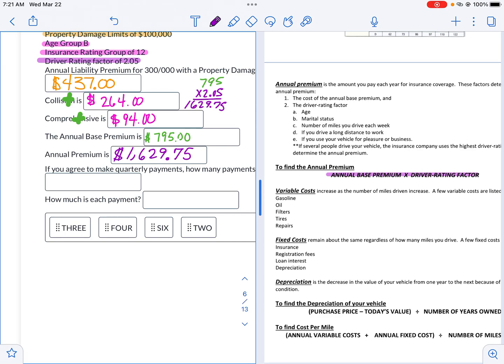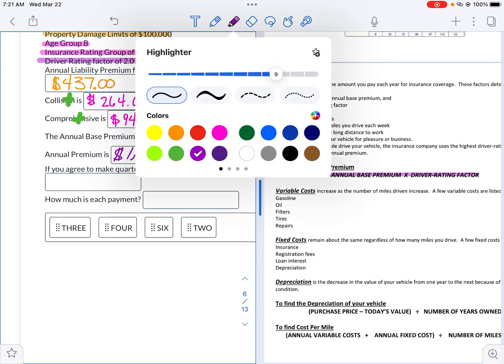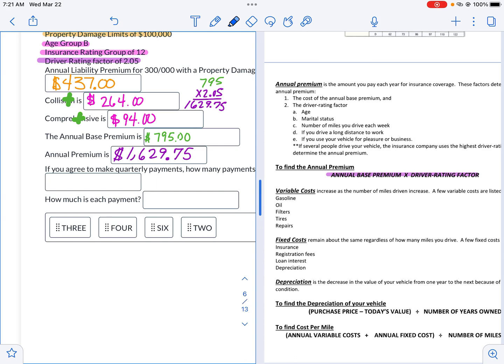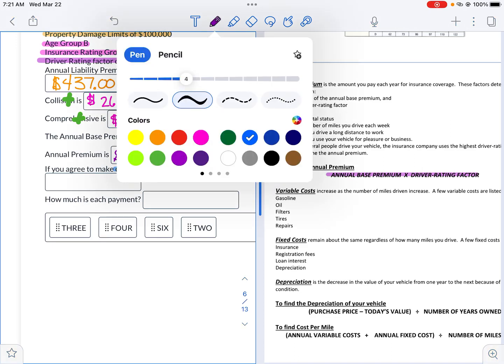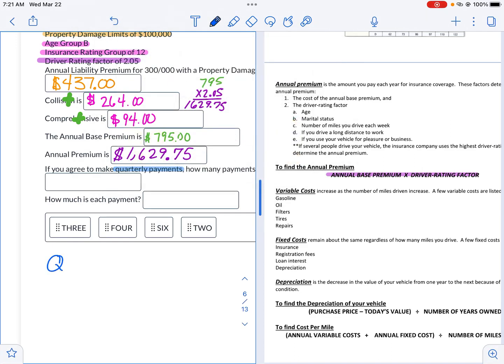Well, they don't want to write one check for their insurance. So now what they're going to do is make quarterly payments. Quarterly payments. Quarter means 4.